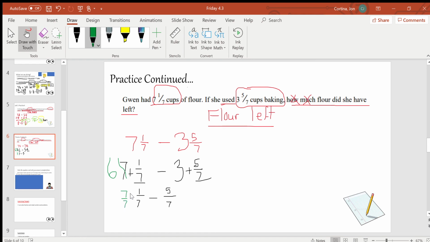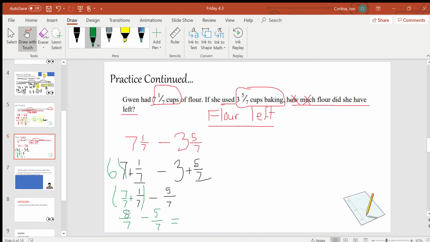7/7 is the same as 1 whole. So we're going to combine those before we subtract. So we have 7/7 plus 1/7. That gives us 8/7.